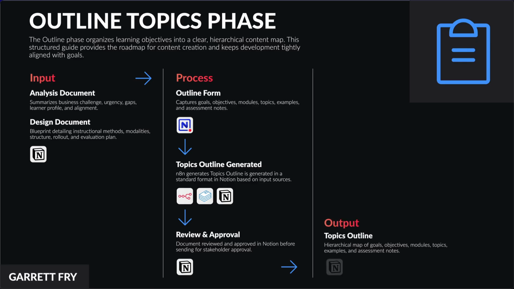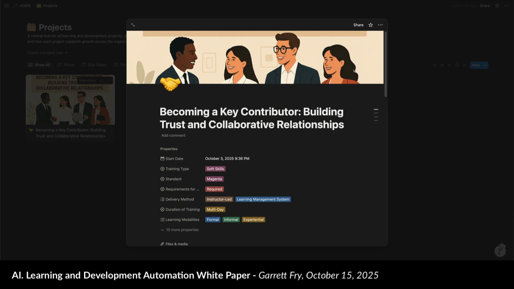And of course, as an output to this phase, we're going to have our topics outline that's going to have all of the topics that we need to cover in this training in a hierarchical content map that's going to set us up for building our lesson plan. Now that you have an overview of the process that we're going to go through, let's see how it's done inside of the applications through our workflow.